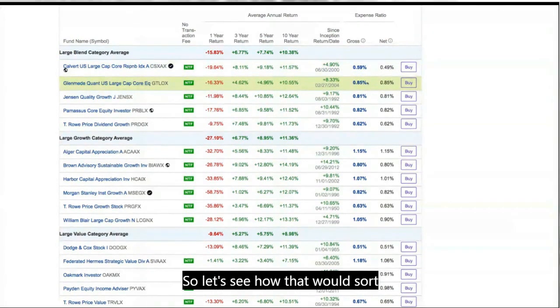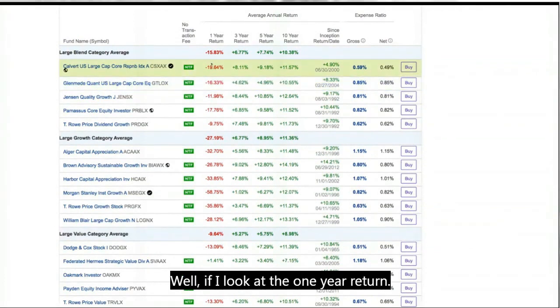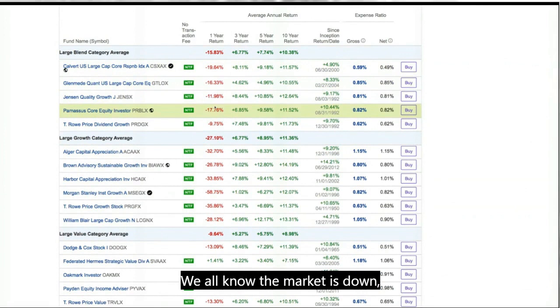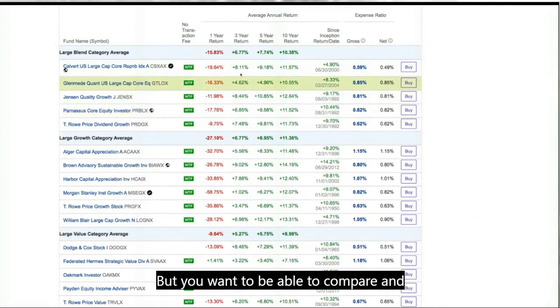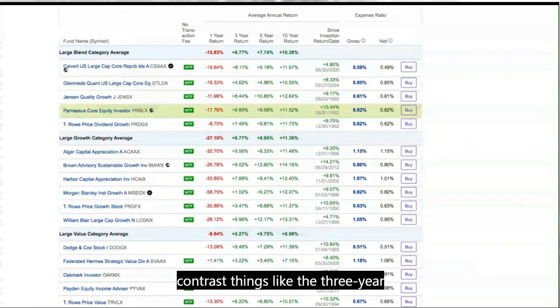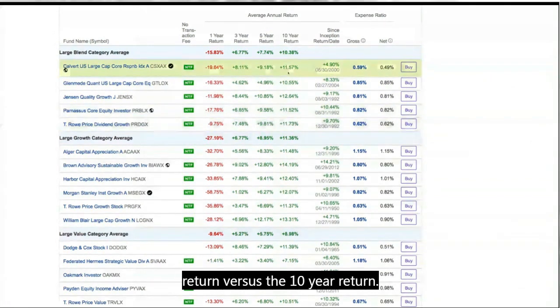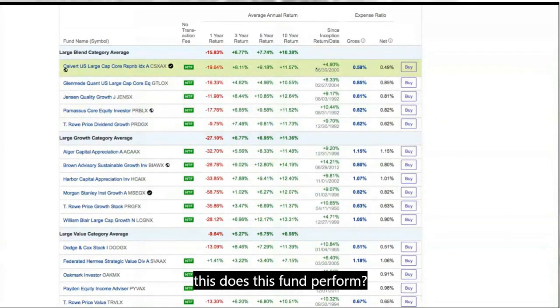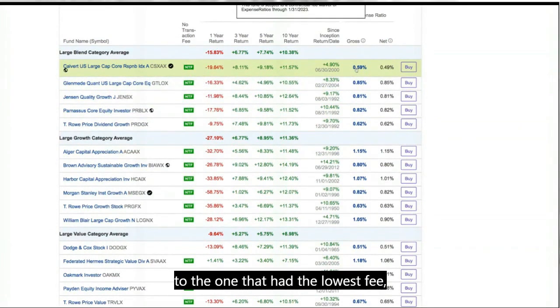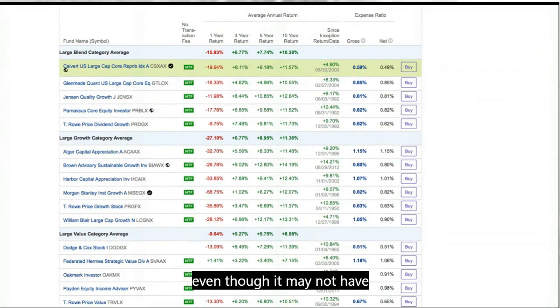So let's see how that would look as far as performance. If I look at the one-year return, you can see everything's in red. We all know the market is down, so that shouldn't be a surprise. But you want to be able to compare and contrast things like the 3-year return versus the 10-year return. All of these are how well this fund performs. Now, let's say I was attracted to the one with the lowest fee, even though it may not have the highest 10-year return. Let's just click on it and get a little bit closer.